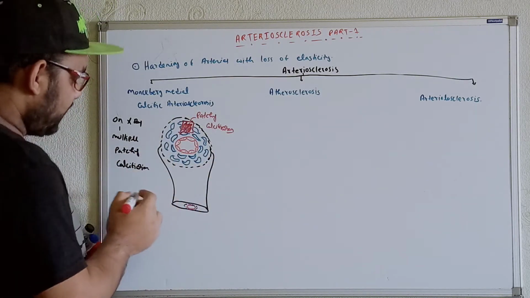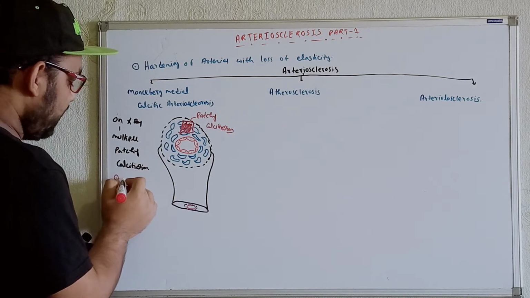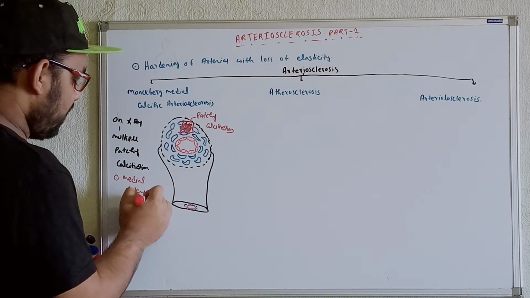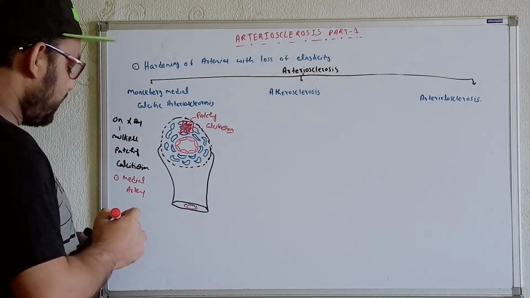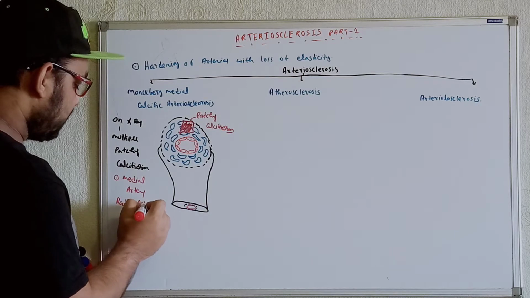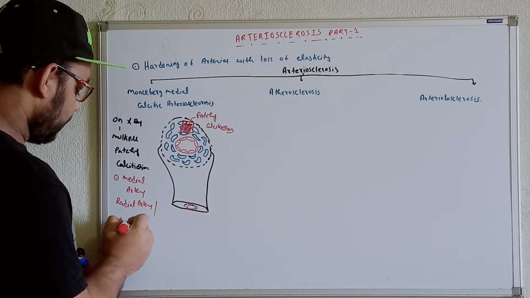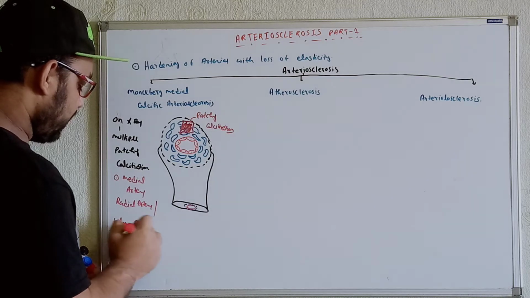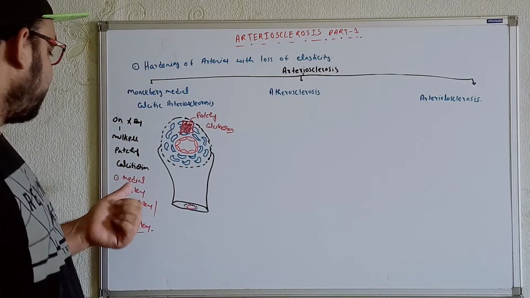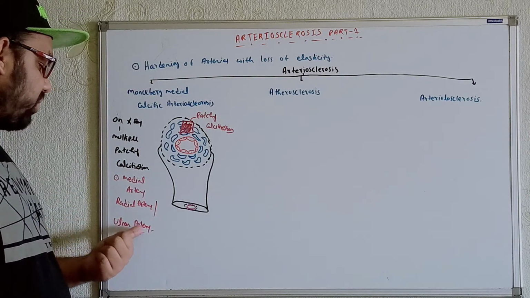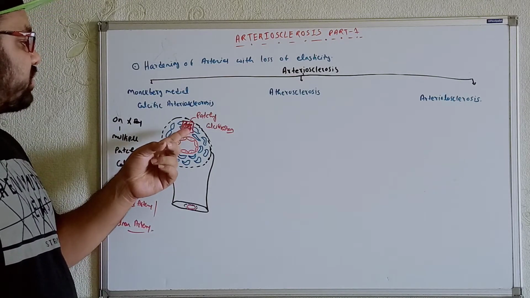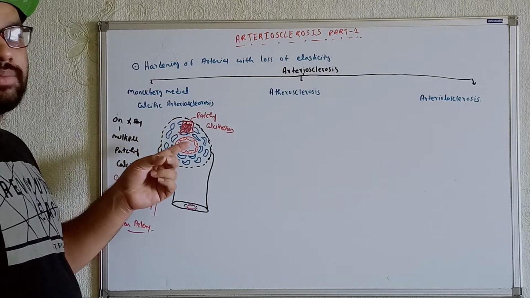In terms of the medial arteries, what will we get? For example, in the upper limb arteries, we can say the radial artery or the ulnar artery. So we get upper limb medial calcified arteriosclerosis. In terms of the medial side arteries, we can get the radial artery or ulnar artery, and the involvement is the deposition of calcifications within the medial layer, the tunica media of the blood vessels.